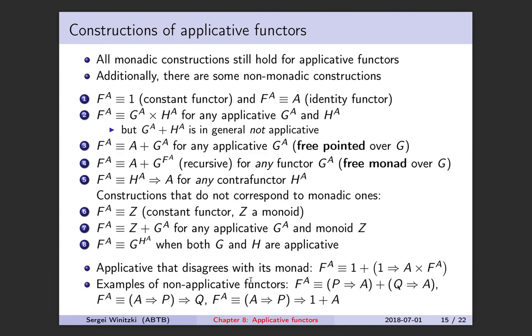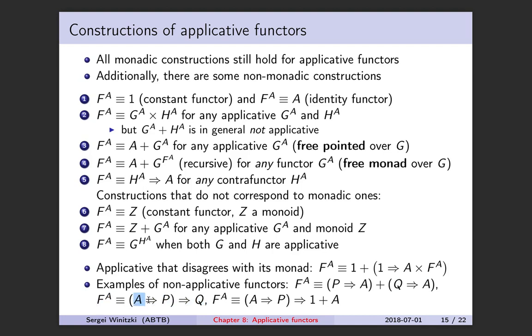So finally, let's look at some examples of non-applicative functors. So these are the examples. Now, the first example is the disjunction of two reader monads, essentially. So reader monad, of course, is applicative. Also, it is this construction. But their disjunction is, in general, not applicative. Another example of not applicative is this.